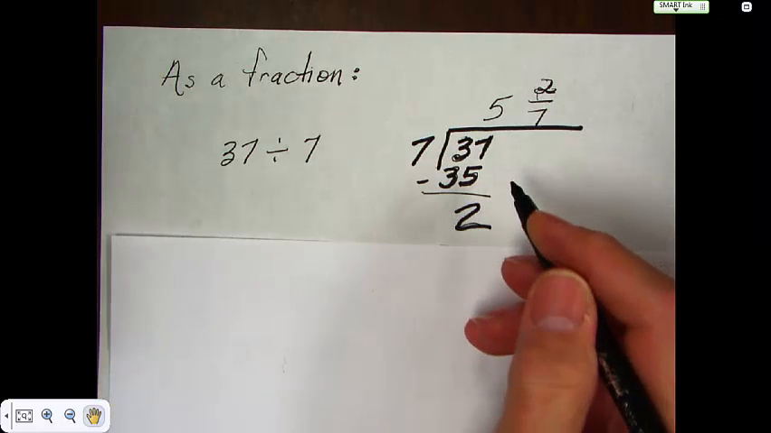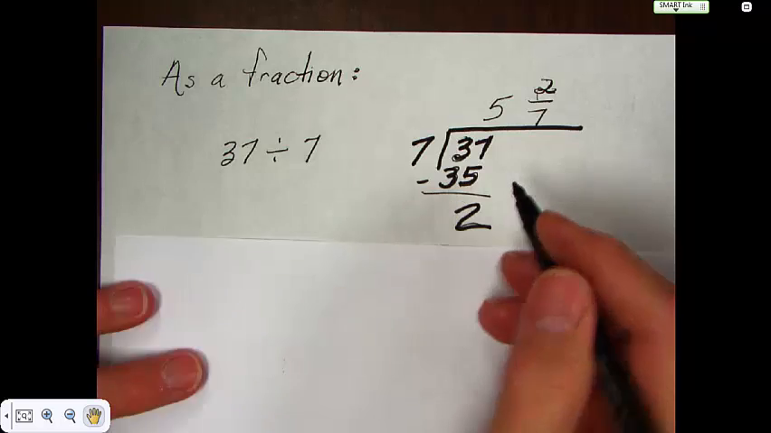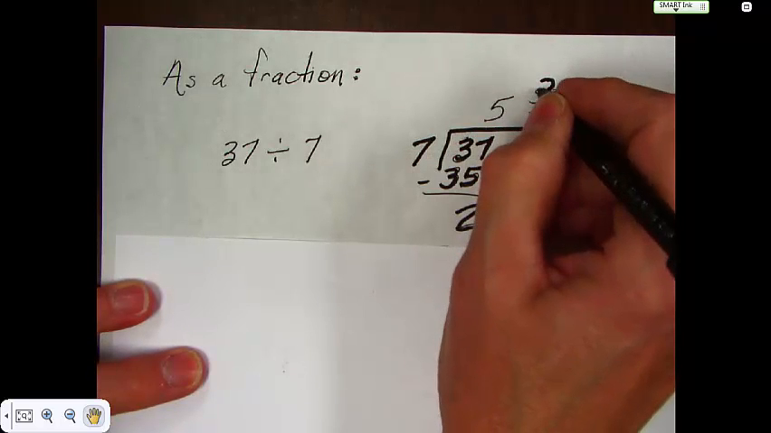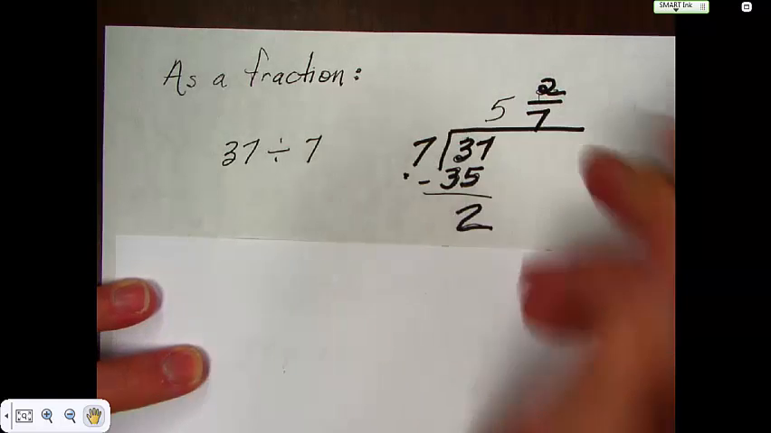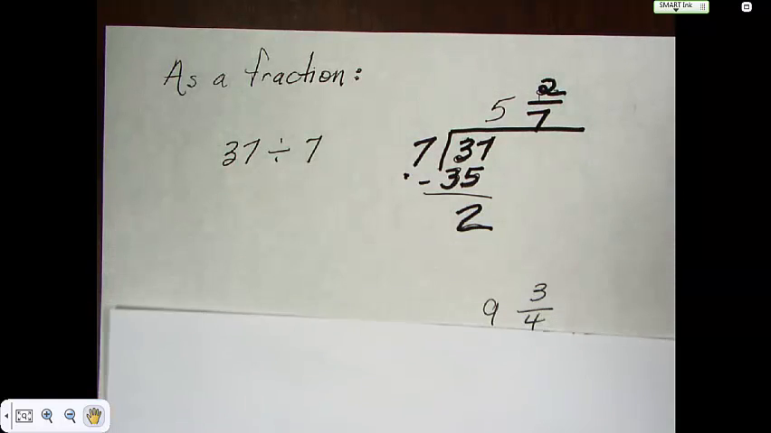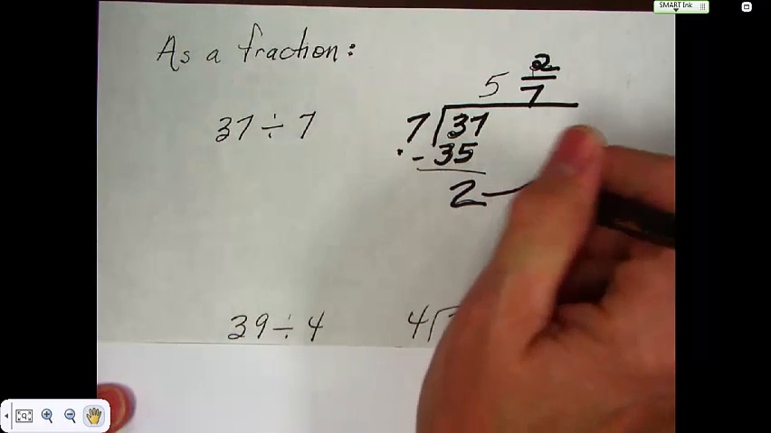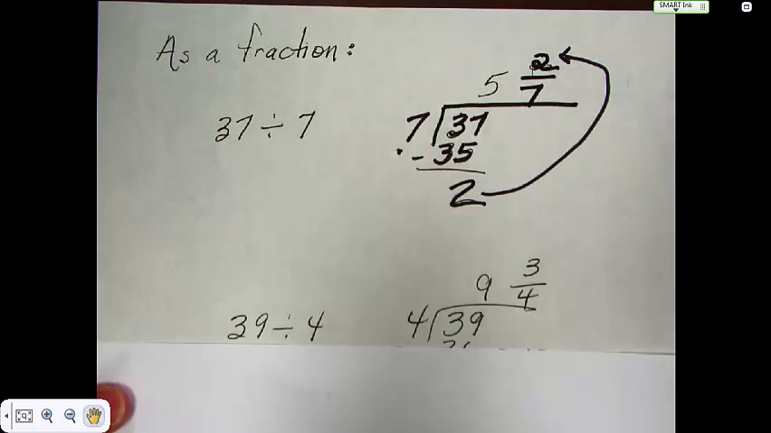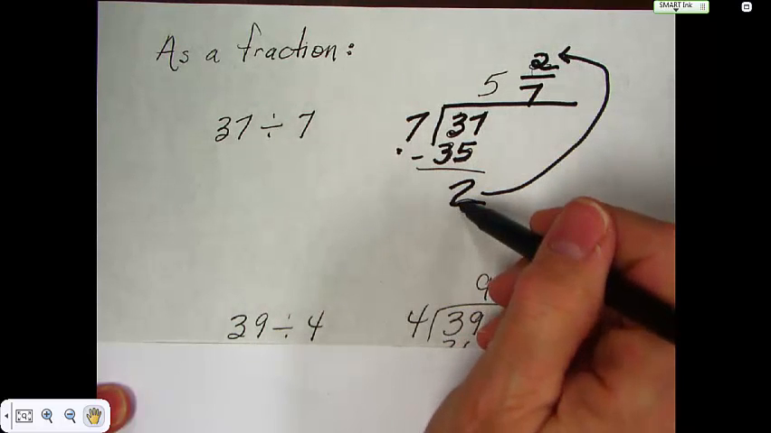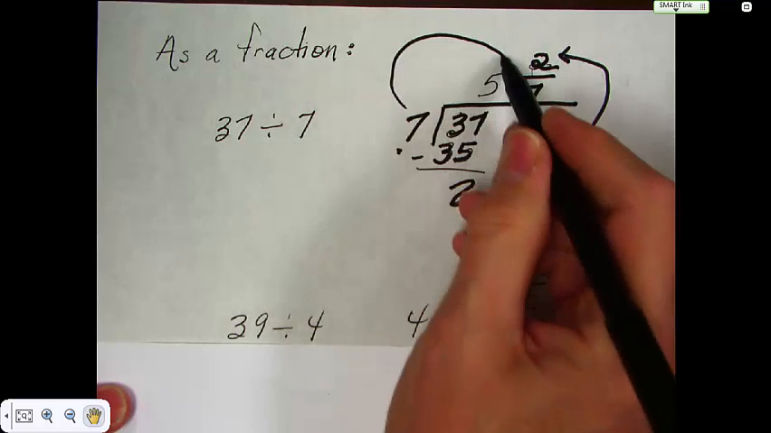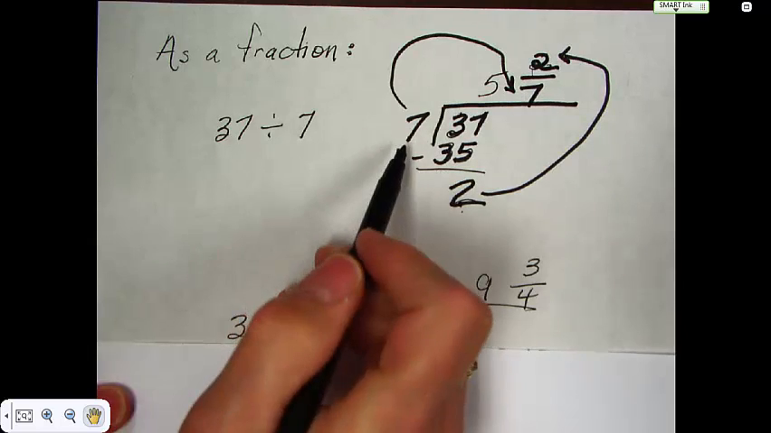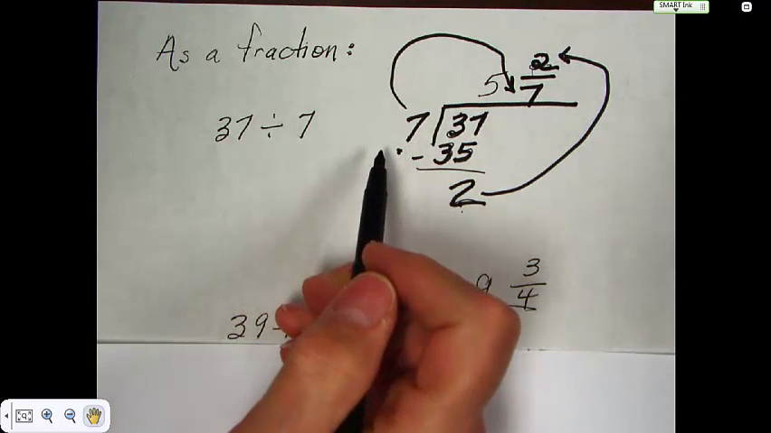But we're not going to write it as a remainder. We're going to write it as a fraction. So we put our 2 up here over the 7. You have to remember that the numerator of the fraction that you're writing as the part of the remainder has to be what's left down here. And the denominator is going to be whatever it's being divided by, the divisor.